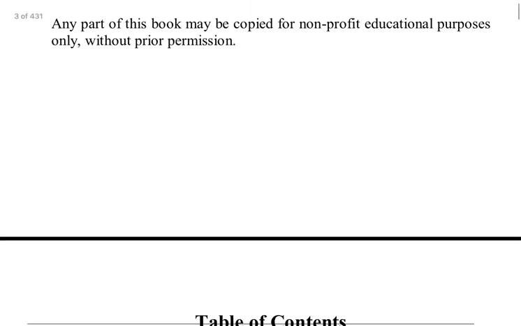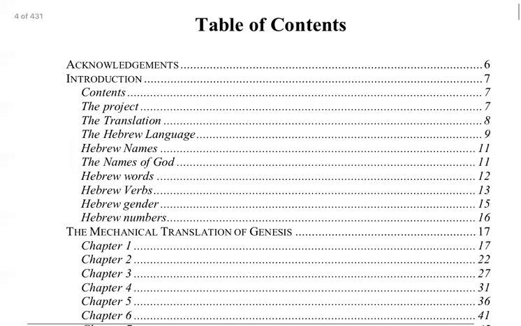Okay, so we're doing this because we are not receiving any money for this. And so the permissions are as follows. Any part of this book may be copied for nonprofit educational purposes only, without prior permission. Table of contents. So doing a video, we are not receiving any money or support for this. This is simply a free resource in video spoken format for the whole assembly of Israel and those of the mixed multitude outside thereof.